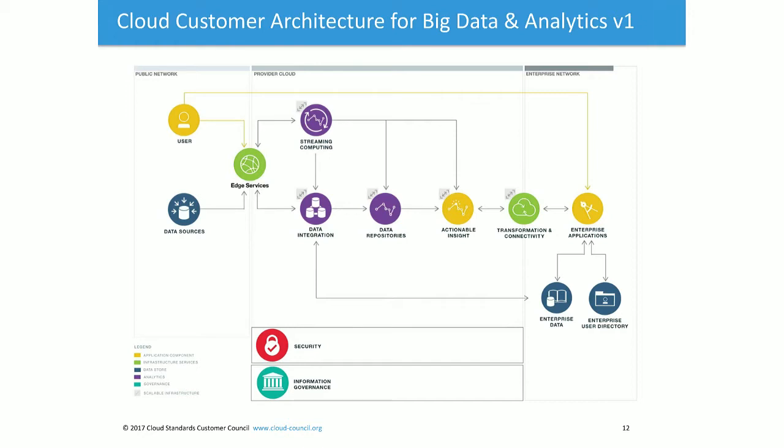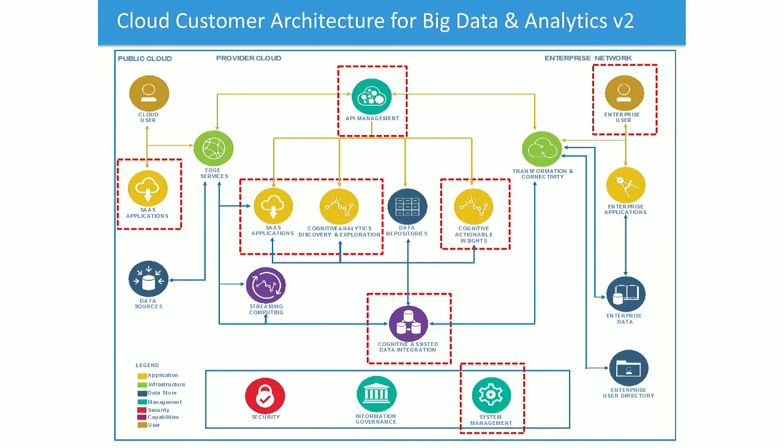Now if you move forward to the next chart, this is version 2. It's a little bit busier than version 1, but I'll tell you what the changes are that we made so far. So let's start from the left-hand side. This is the software as a service applications on the public cloud domain. We added this because we think this is one of the data sources, and also it can be a destination for applying insight back to, and also deploying the analytics back to.